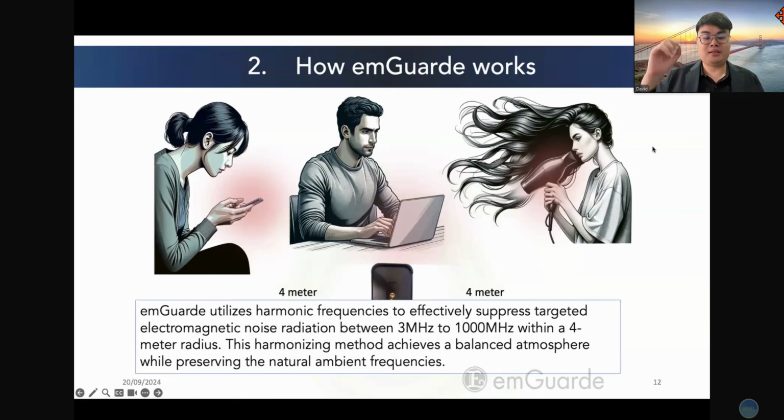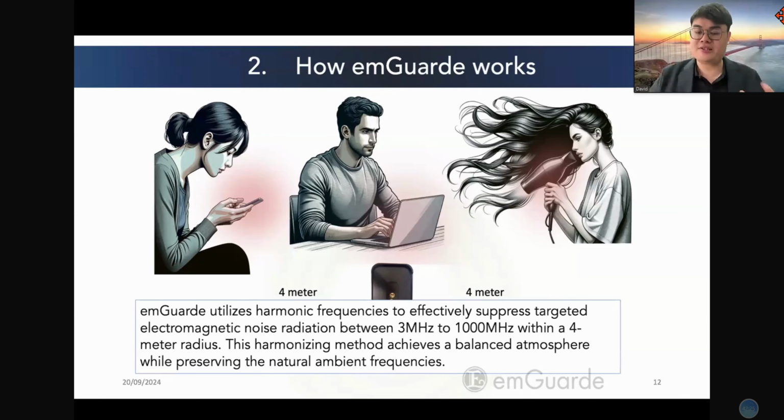And this harmonizing method achieves a balanced atmosphere while preserving the natural ambient frequencies, meaning it is not going to affect any 4G, 5G signal or even your Wi-Fi coverage, okay? But it is at the same time suppressing the negative effects of the EM radiation that might affect you on a day-to-day basis. So this is actually one of the unique selling points of the emGuarde.